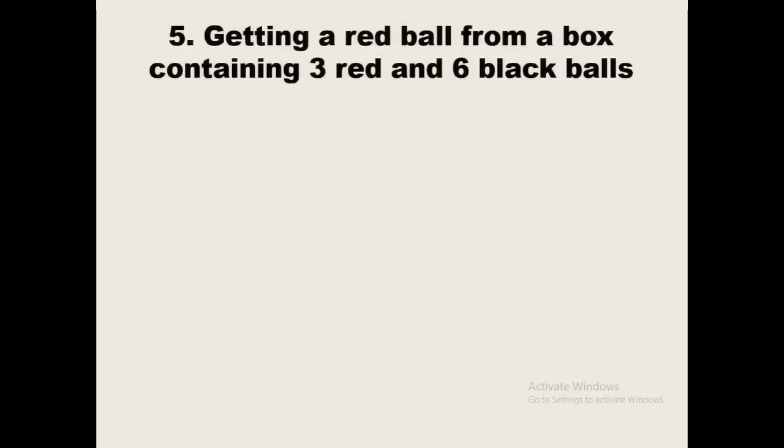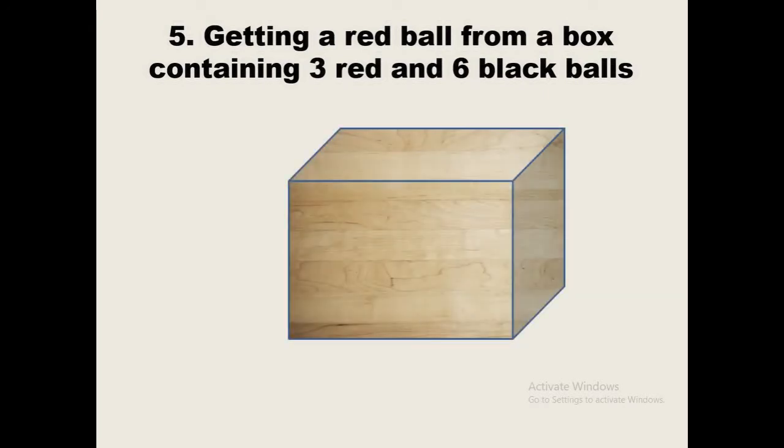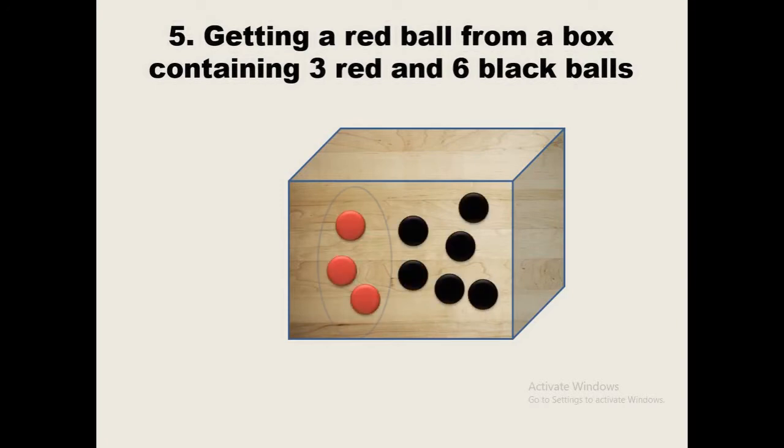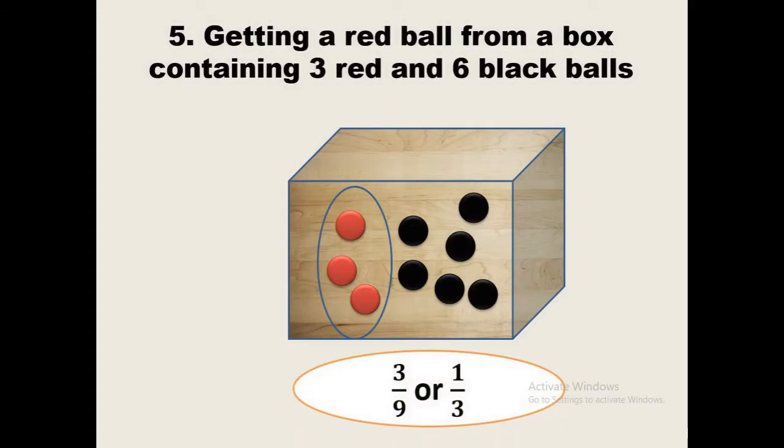Last, number 5. Getting a red ball from a box containing 3 red and 6 black balls. How many balls are there? That would be 9. So there are 3 red and 6 black balls. So 3 out of 9 or 1 over 3.